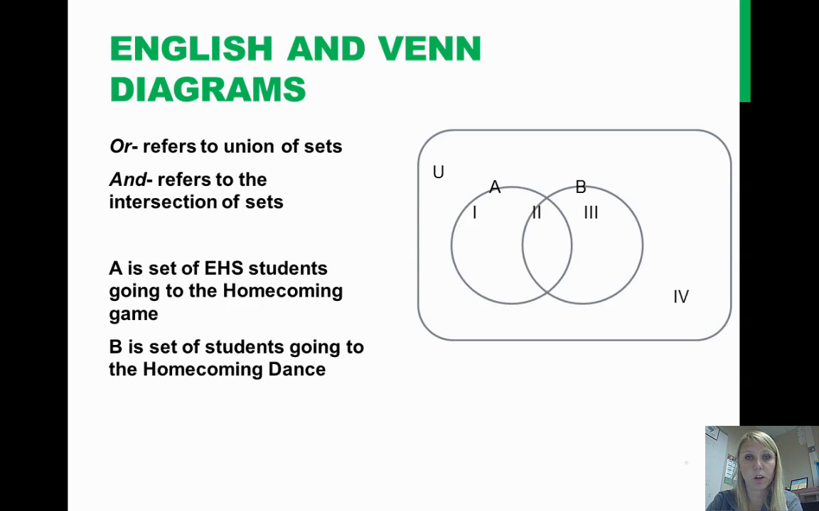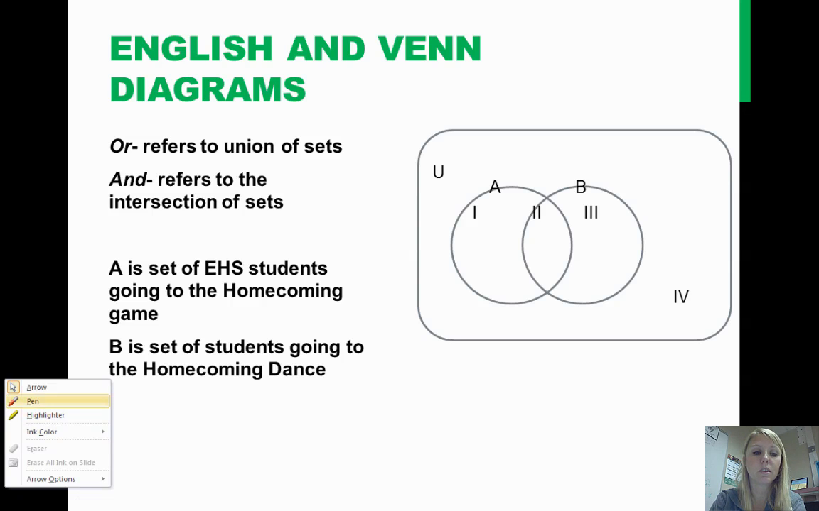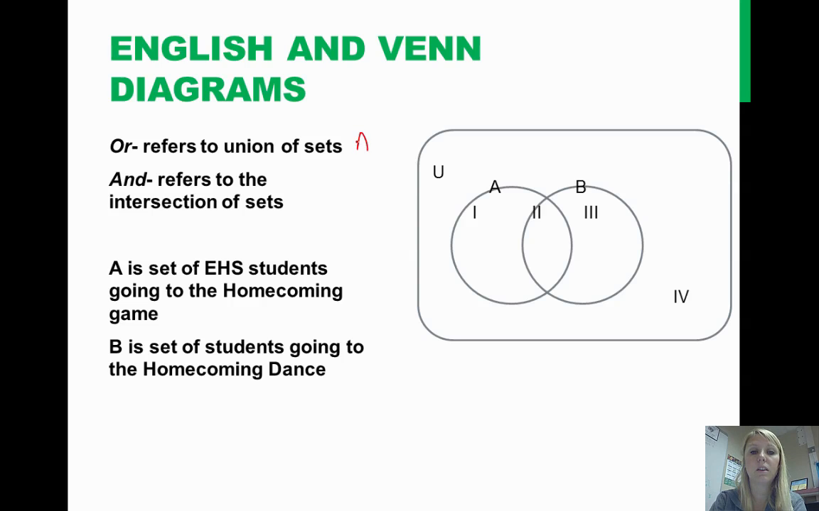So on this first one, we're going to look at English and Venn diagrams. First of all, I want to define that or actually refers to the union of two sets, so this would be A union B. And refers to the intersection of two sets, so that would be A intersect B.